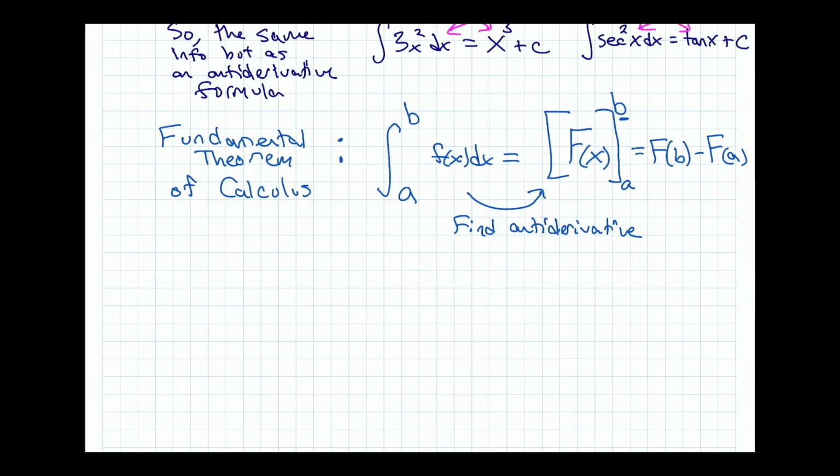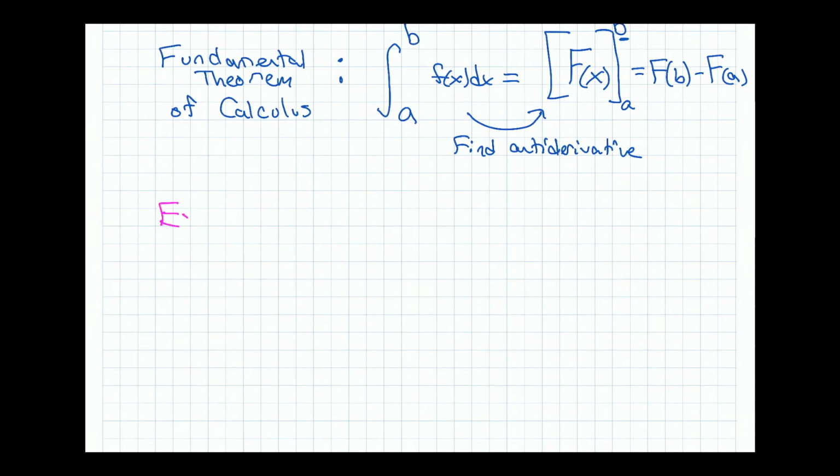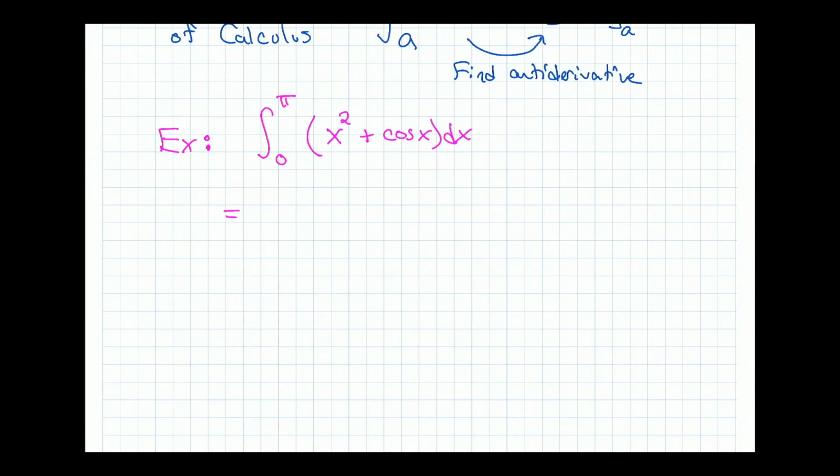Now, how do you use it? Well, it's not hard, right? So here's an example. Let's say I have the integral from 0 to pi of x squared plus cosine x dx, right? And you want to evaluate that. So your first step is find the antiderivative.